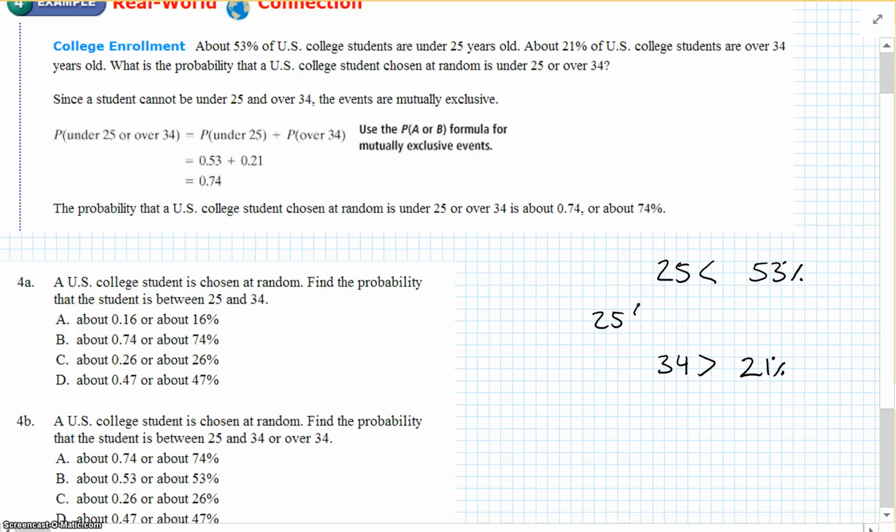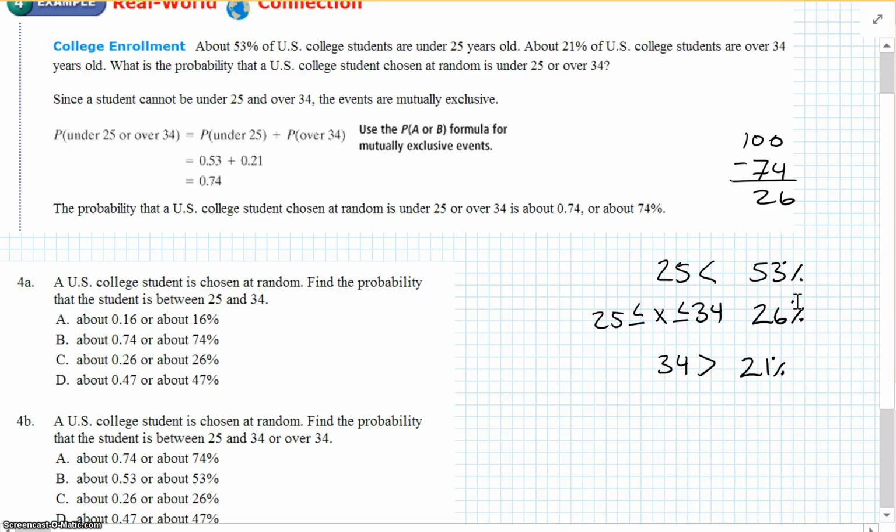So between 25 and 34 has to be the rest of the population. So let's look at that. Between 25 and 34, well, it has to be 100%. So 53 plus 21 is what? 74. So 100 minus 74 is 26. So 26% of the population falls between 25 and 34.